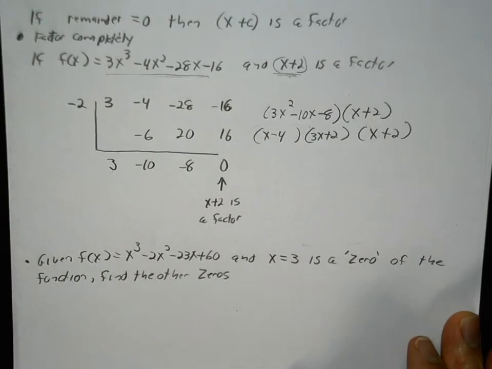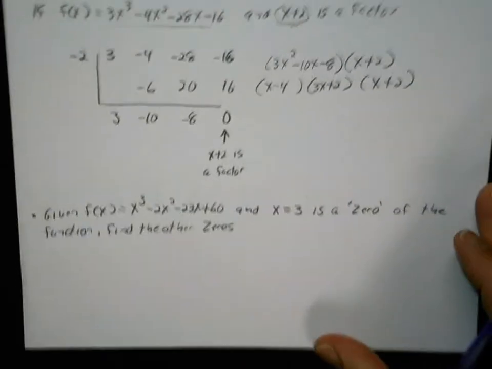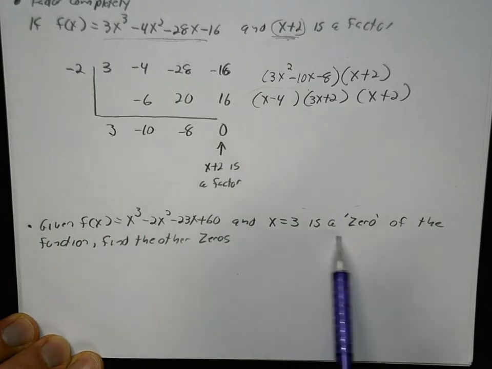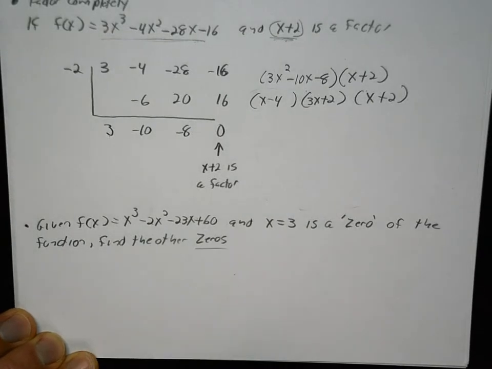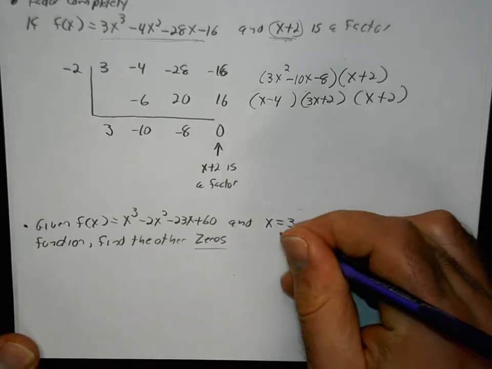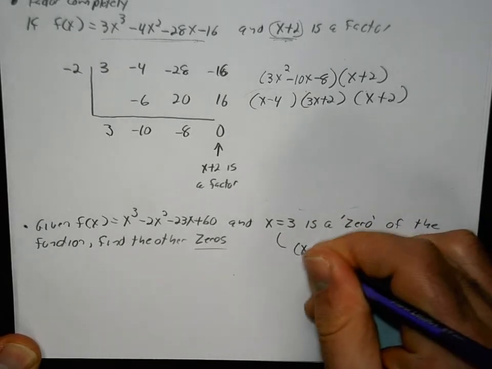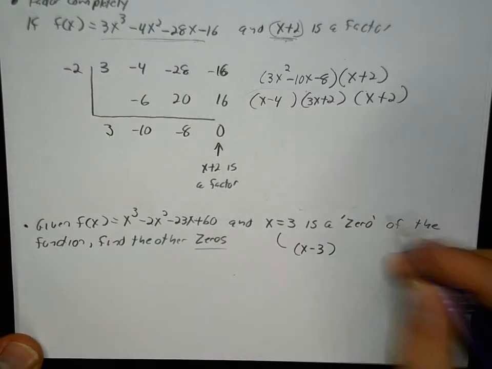Okay, we can also apply this to this next problem here. Find the zeros of a function. So I have this function, and x equals 3 is a 0 of the function. Find the other zeros. Okay, what is a 0? Well, a 0 is a solution if I set it equal to 0. It's also an x-intercept. Okay, so the key thing here is if x equals 3 is a 0, then x minus 3 is a factor, because if I substitute 3 in, 3 minus 3 is 0. Okay, so that is one of the factors.